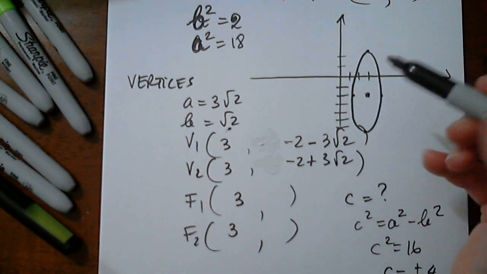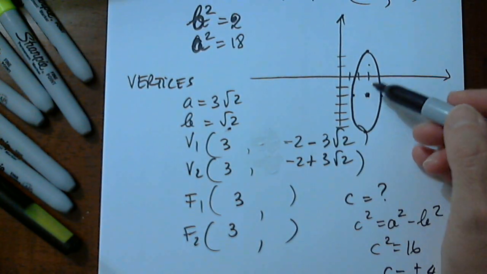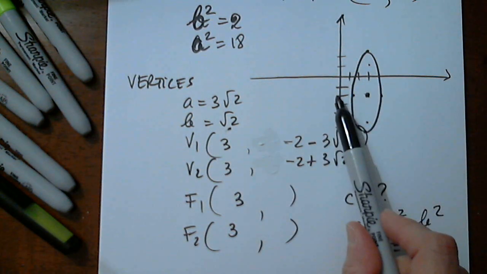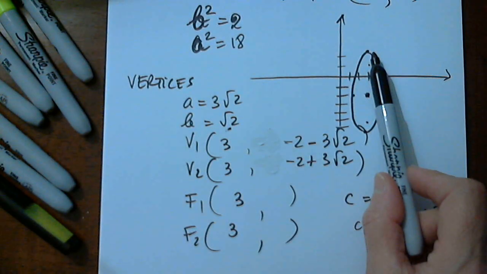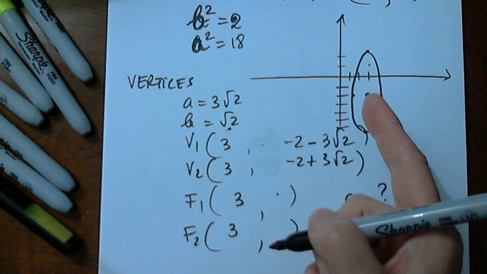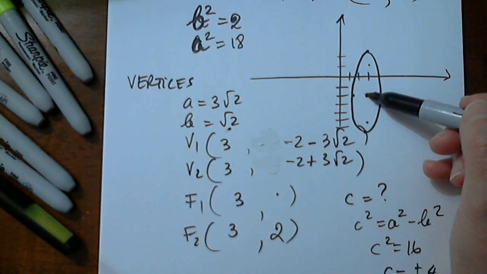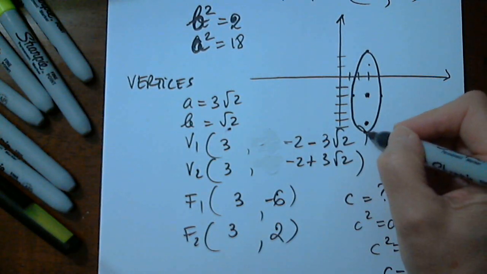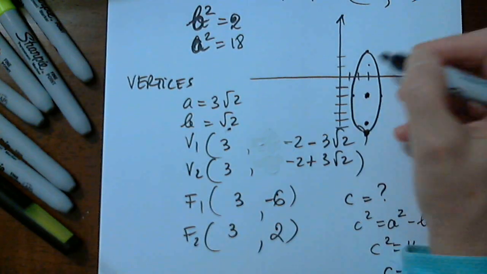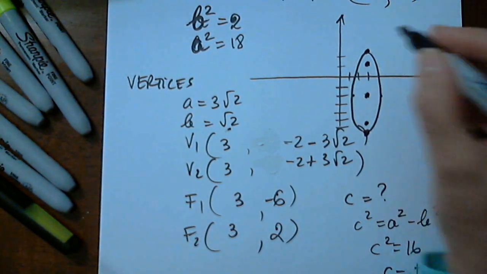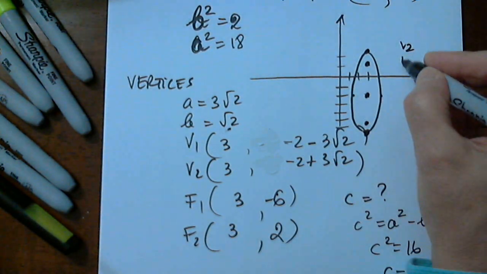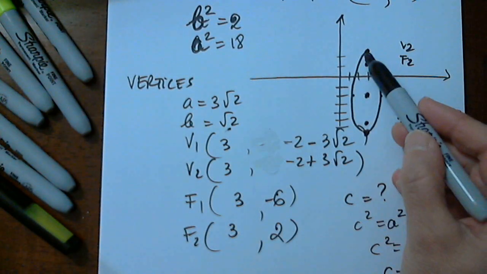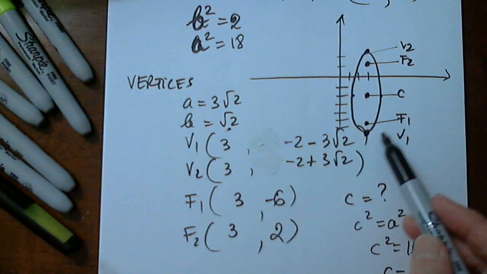So now, from the center up 4, from the center down 4. From -2 up 4 will be 2, and that's F2. And from -2 down 4, that will be -6. So right here is F1, right here is V1, right here is C, right here is F2, V2. So in this order, but I don't have enough room here. So it's V2, F2, C, F1, V1.